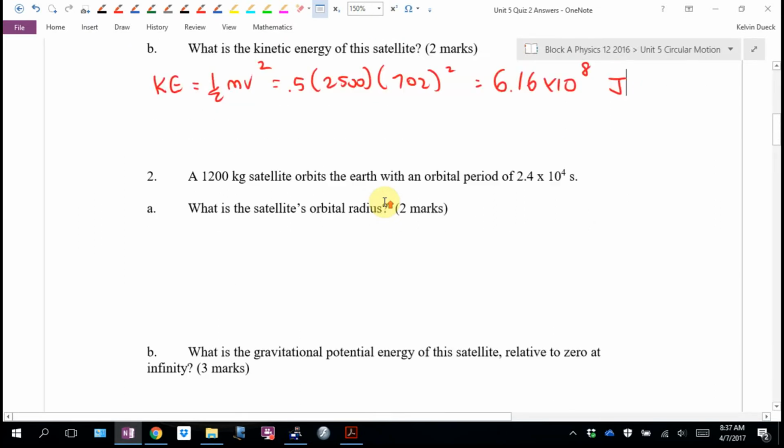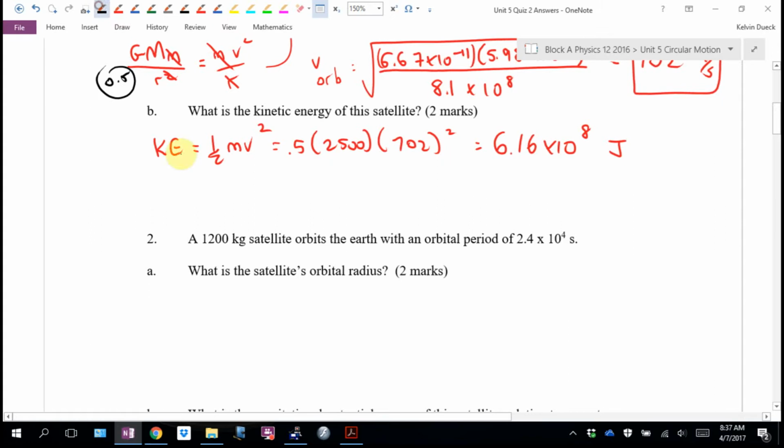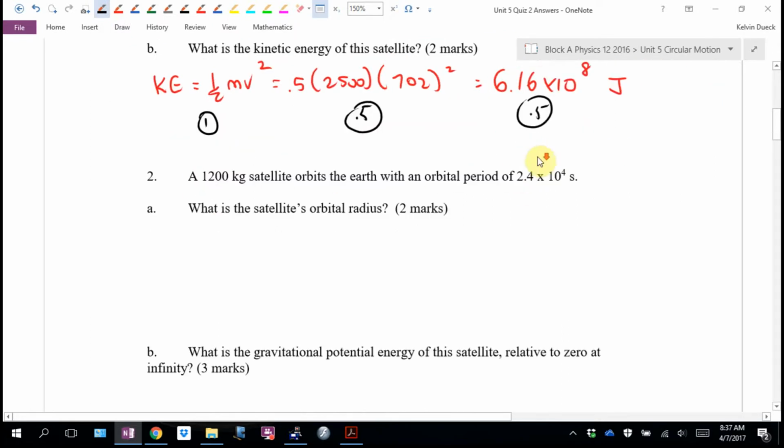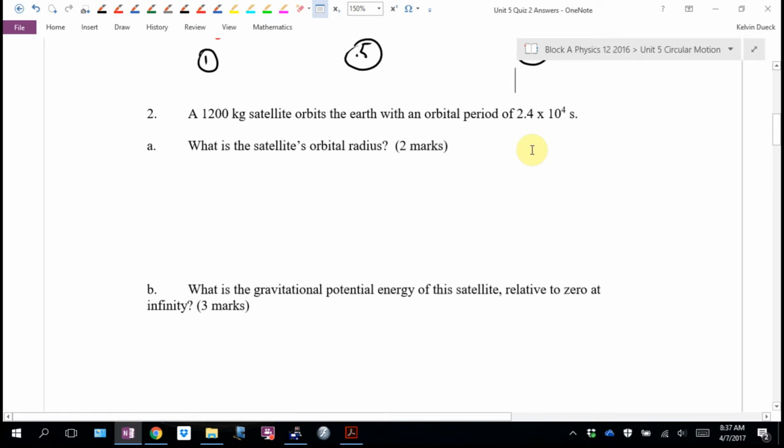Satellite, same as before, for 2 marks here: 1 mark, half mark, half mark. A satellite orbits the Earth in orbit with a period of 2.4 times 10 to the 4th seconds. What's the satellite's orbital radius?